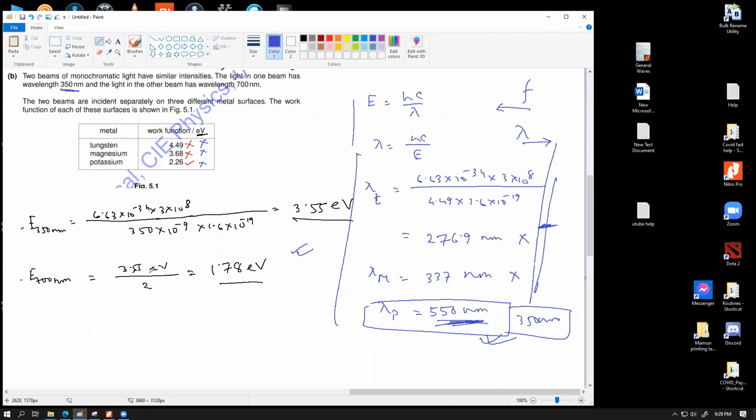I personally like this one. This is less calculation and easier to make sense as well. So just convert the wavelengths into energy so you can really compare the energies, and it's easier. The left side is easier.